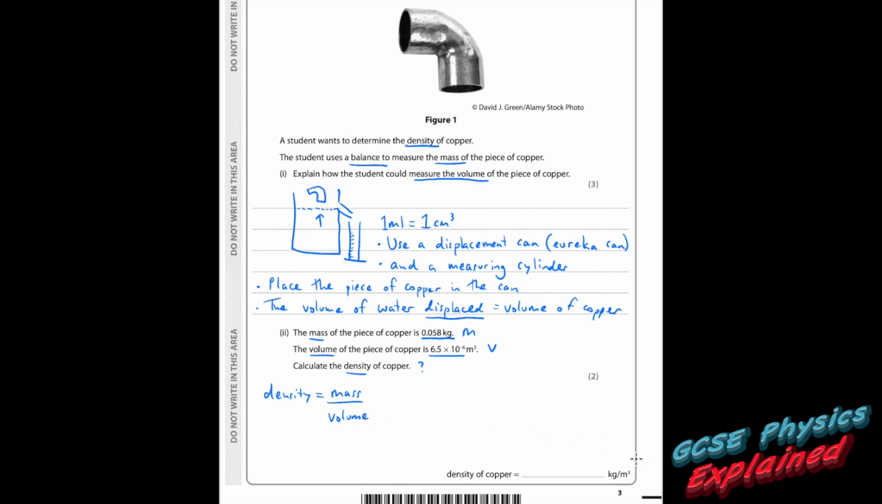If you didn't know that, just look at the units. Just literally take how many kilograms it is and divide it by how many metres cubed it is. That's in kilograms, that's in metres cubed. So just 0.058 kilograms divided by 6.5 times 10 to the minus 6 metres cubed. And that equals 8,923.